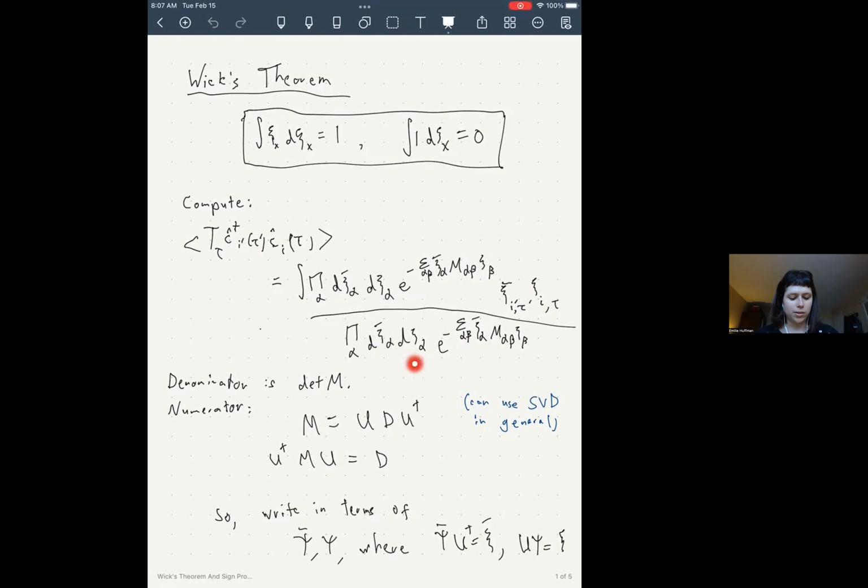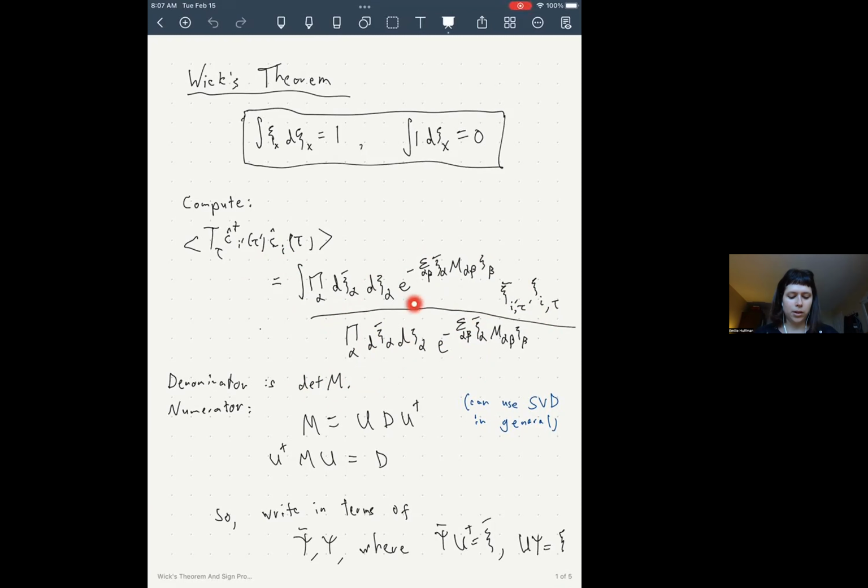Okay, so first, just a note on the denominator. This is actually an integral we saw before yesterday, and it's just equal to the determinant of m. So I'm not going to say much more there. You can prove this in a similar way to what I'll be showing for the other things.